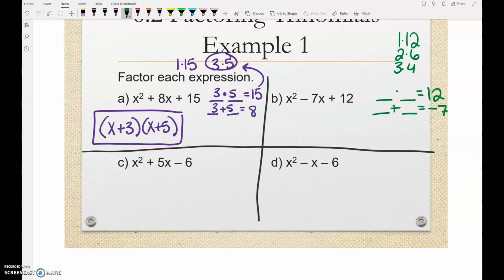It's 3 times 4. 3 plus 4 is positive 7. -3 plus -4 is -7. -3 times -4 is also positive 12. So our factored form, let's see if I can get it right this time, is x minus 3, x minus 4.